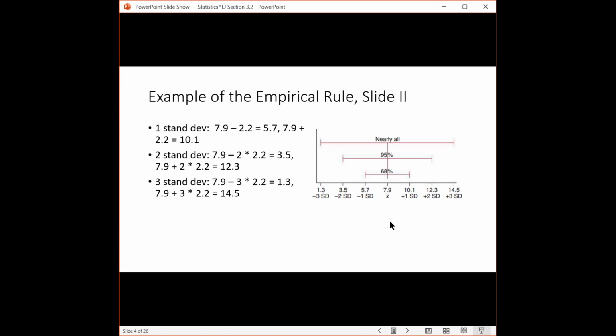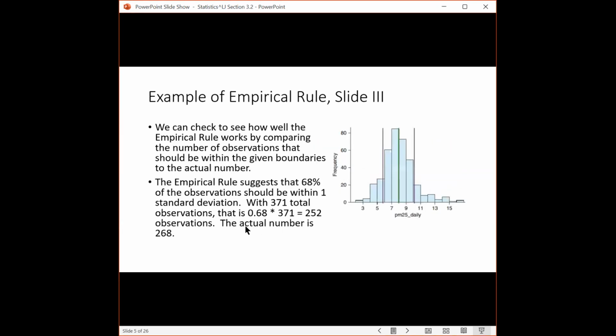And then what the empirical rule says is that once we've got boundaries for one standard deviation, 68% of the data in the data set should lie within one standard deviation. 95% of the observations in the data set should lie within two standard deviations, and nearly all of the observations in the data set should be within three standard deviations. We can check to see how well the empirical rule works by comparing the number of observations that should be within the given boundaries to the actual number.